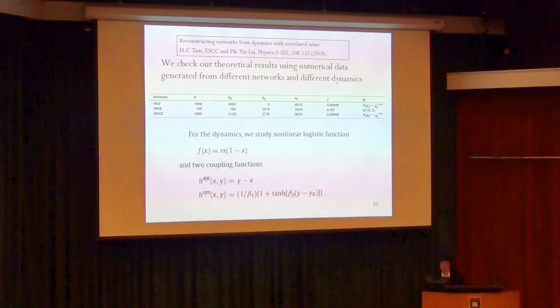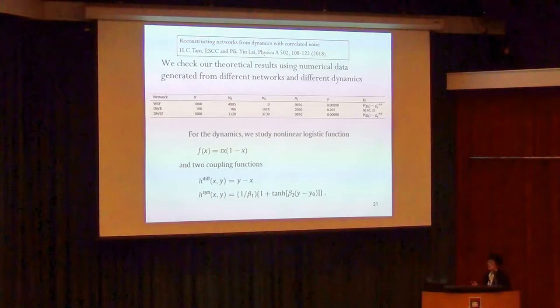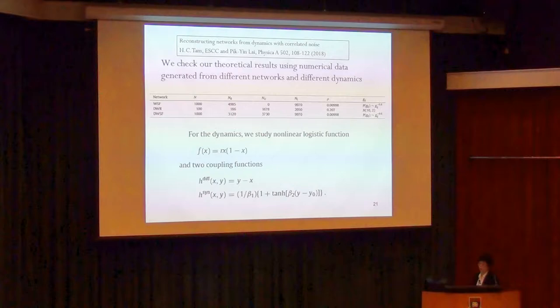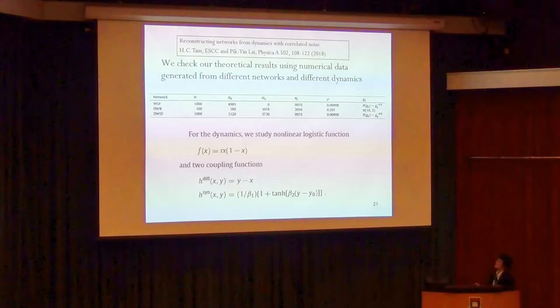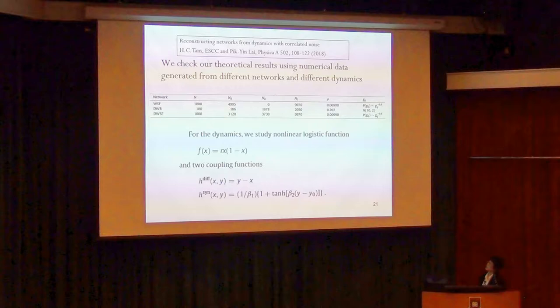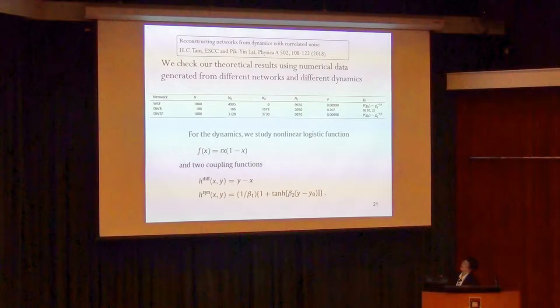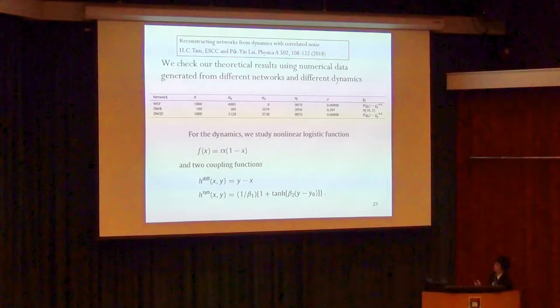So we check our method using numerical data generated from different kinds of networks and different kinds of dynamics. So we have studied directed weighted random networks, directed weighted scale-free networks, and also undirected ones. The number of nodes we start with: for the random network we use n equals 100, and for the scale-free network we use 1,000. We can actually try more. The coupling strength we choose to follow a Gaussian distribution, or in a scale-free network, we can also choose it to be a power law. So, different kinds of networks with different coupling strength distributions.